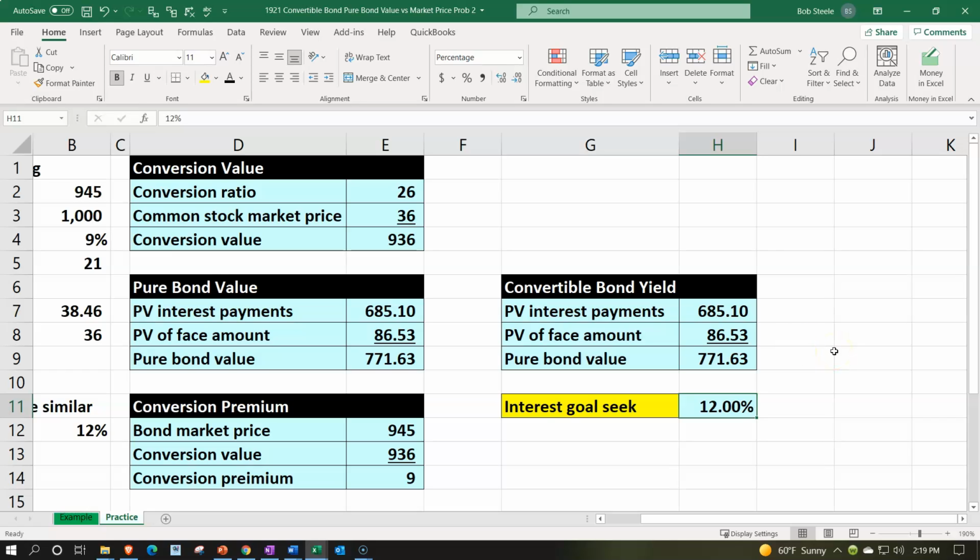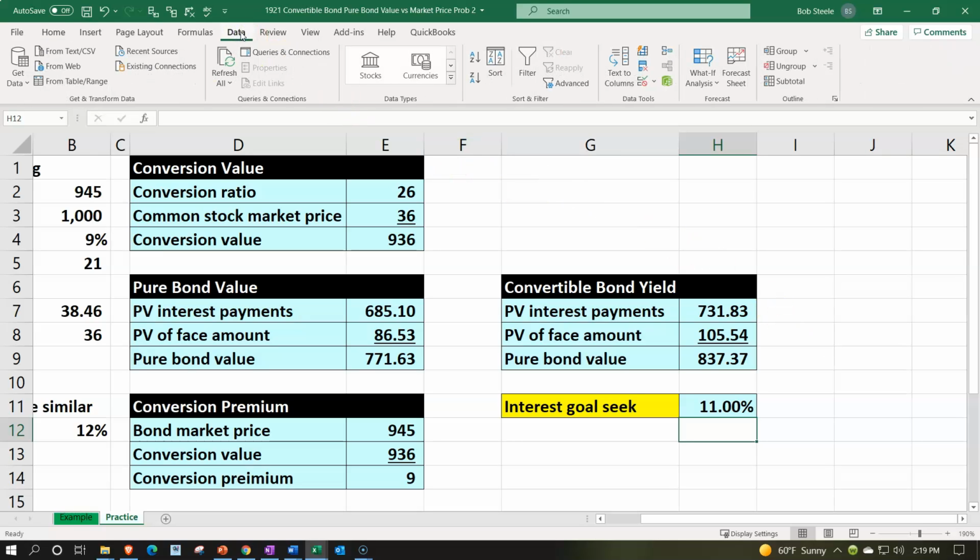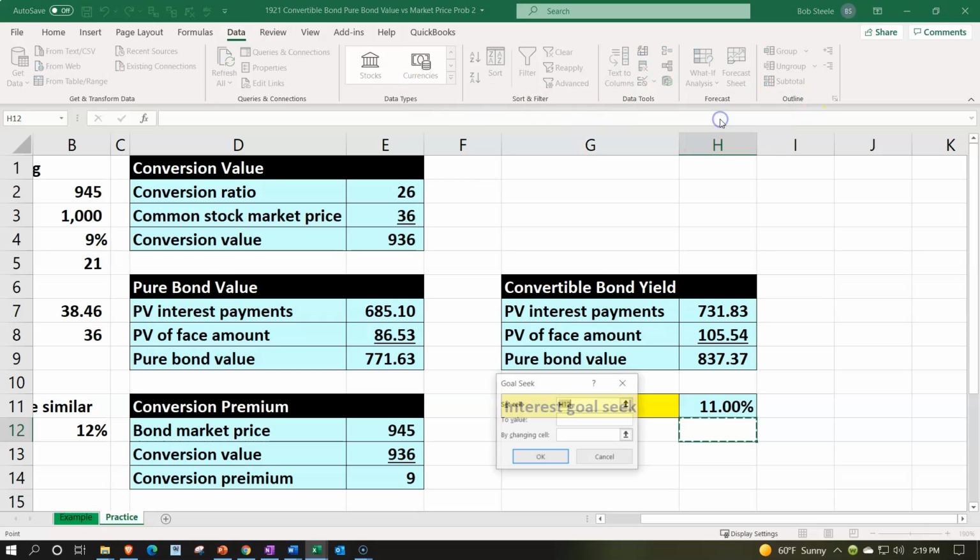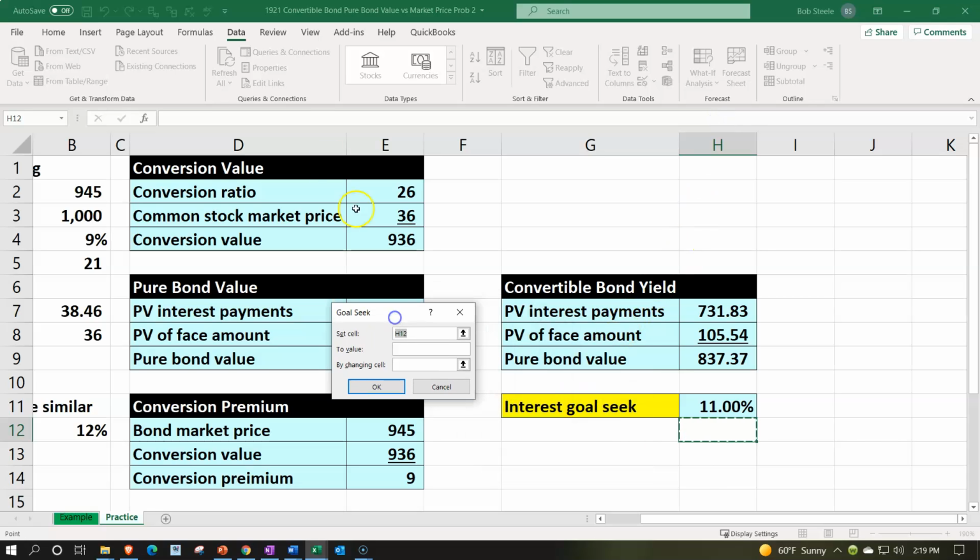We could do that manually, changing it to like 11% and so on, or use goal seek. Let's use goal seek, asking Excel to do that for us. Data tab up top, and then the forecast group down here. Got to get the terminology right: tab, group. Then we set the cell. We want to make that cell be 945 by changing this cell. So we're asking Excel to change this rate to whatever it needs to be to make that cell be what we know it should be, which is the 945. We're going to say okay, and Excel does it for us.